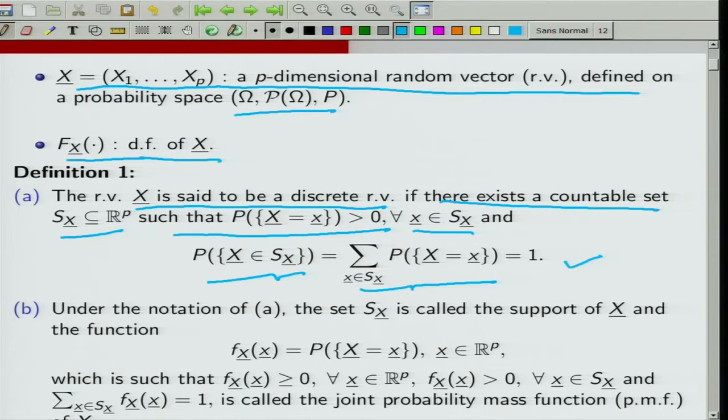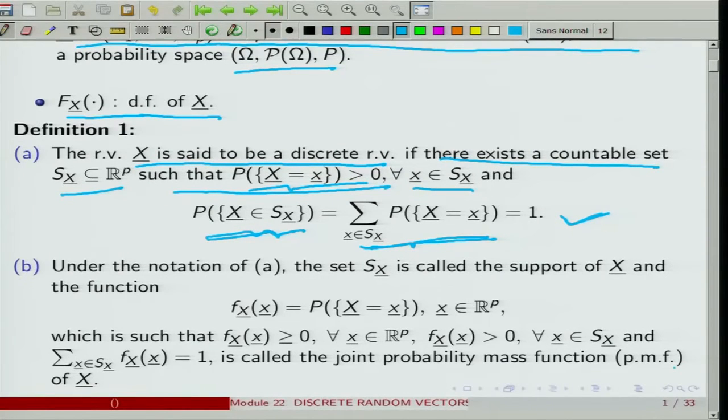So, I will say that X is discrete if I can find a countable set S_X such that for every point in S_X we have a positive weight. So, probability X equal to x is positive, and S_X has the whole weight. So, that means probability X belonging to S_X, which is the same as this, is the same as 1.